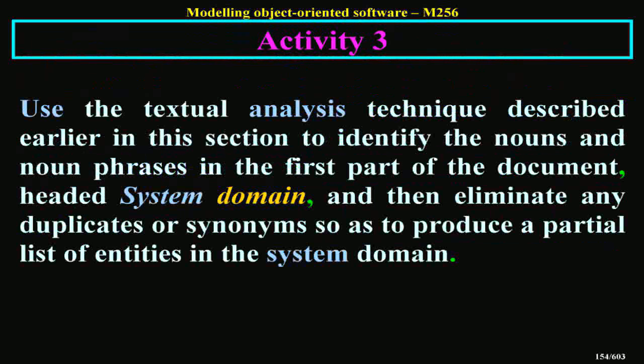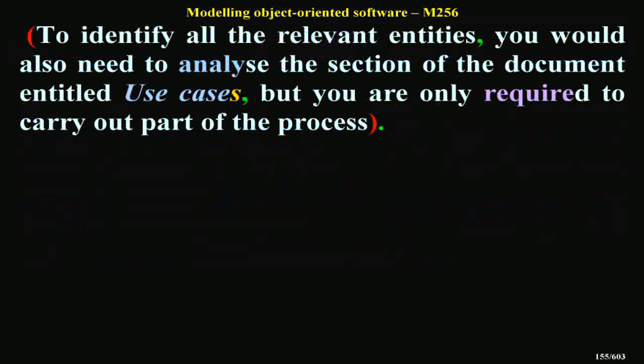Activity 3. Use the textual analysis technique described earlier in this section to identify the nouns and noun phrases in the first part of the document, headed System Domain, and then eliminate any duplicates or synonyms so as to produce a partial list of entities in the system domain. To identify all the relevant entities, you would also need to analyze a section of the document entitled Use Cases, but you are only required to carry out part of the process.